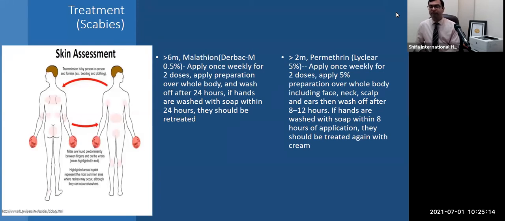And you can see how to apply. Just remember the life cycle of scabies, and hence there is a week between the treatments. So one treatment now, one treatment a week later. The only difference is Malathion needs to be applied for 24 hours, so it's very irritant to the skin, and the younger the child, the less tolerant they are of Malathion. On the other side, permethrin needs to be applied for 8 to 12 hours, so you can do the treatment overnight. And if any area has been washed, it needs to be reapplied.